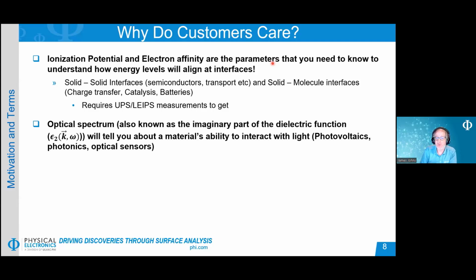The optical spectrum, or what you would get from reals, which if you're coming at it from a physics background is really the imaginary part of the dielectric function, or the electron stopping power of the material, is going to give you information about a material's ability to interact with light. So it's an extremely important parameter for photovoltaics, photonics, optical sensors, but it doesn't tell you anything about where those energy bands are situated. It just tells you the excitation energy to excite an electron in the system.